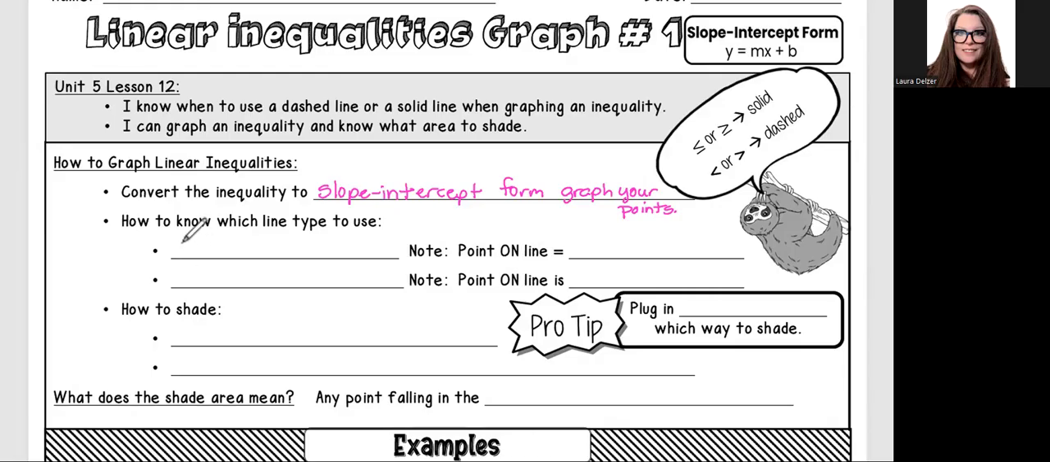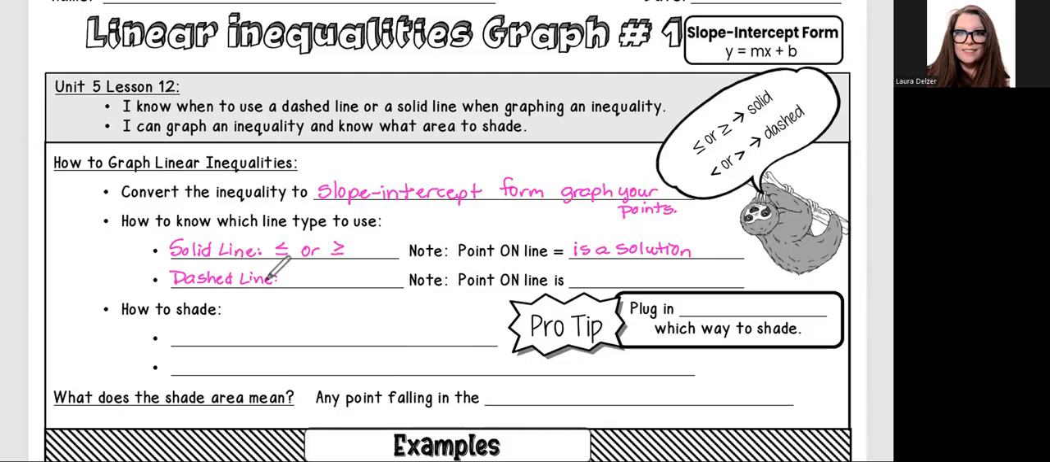So you can have two types of lines. You can have a solid line and you can have a dashed line. And they're solid and dashed for a reason. Okay, so we'll talk about that here in a second. So you use a solid line whenever you see the equal sign in it, like the greater than or equals, or the less than or equals. And the reason that it's a solid line is because a point that falls exactly on that line is a solution. That's why it's a solid line.